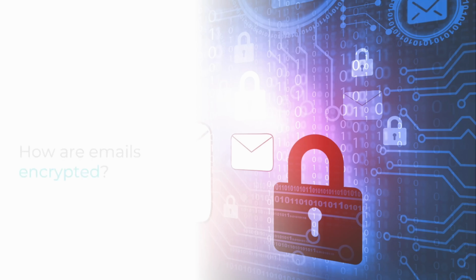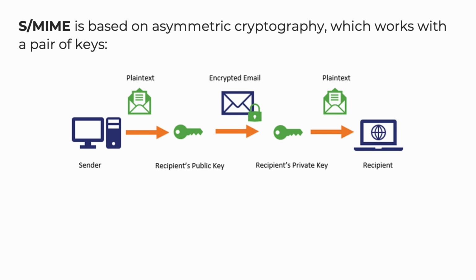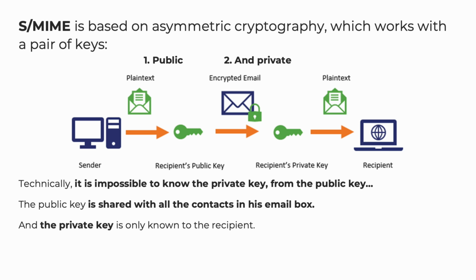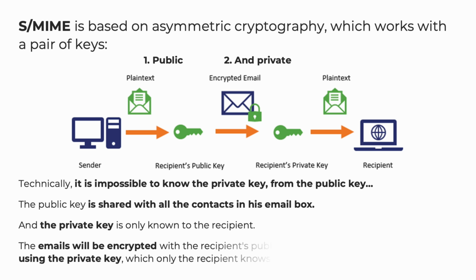How are emails encrypted? That's all well and good, but how are emails encrypted with S/MIME? Well, we have seen that this technology is based on asymmetric cryptography. That is, it works with a pair of keys. We have a public key and a private key. Technically, it is impossible to know the private key from the public key. The public key is shared with all the contacts in the email box, and the private key is only known to the recipient. The emails will be encrypted with the recipient's public key and can only be decrypted using the private key, which only the recipient knows.